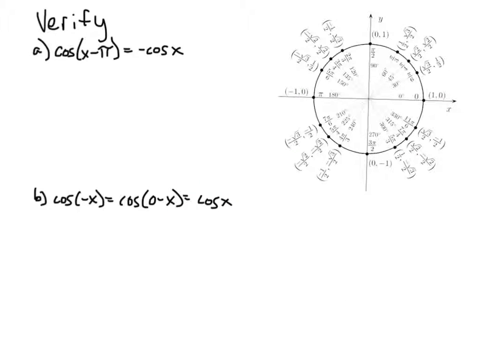Okay, the last thing that we're going to do are a couple of verifications. So I'm going to verify that the cosine of x minus pi is equal to negative cosine x. Okay, let's do this. So look at this, though. This looks like the difference of two angles. So this should be the cosine of x times the cosine of pi plus the sine of x times the sine of pi.